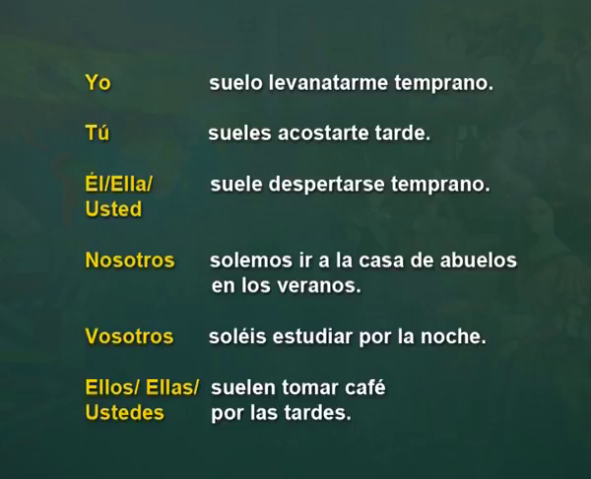Él, ella, usted suele despertarse temprano. Nosotros solemos ir a la casa de abuelos en los veranos. Vosotros soléis estudiar por la noche. Ellos, ellas, ustedes suelen tomar café por las tardes.